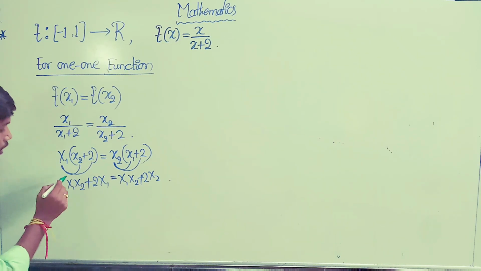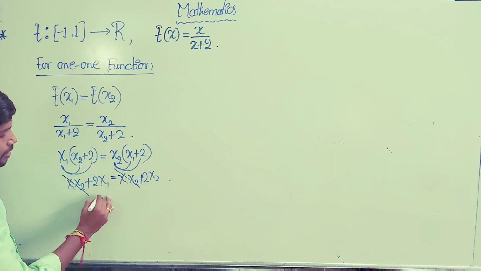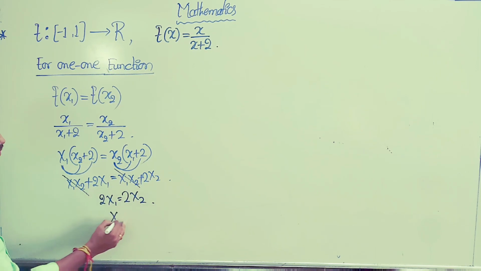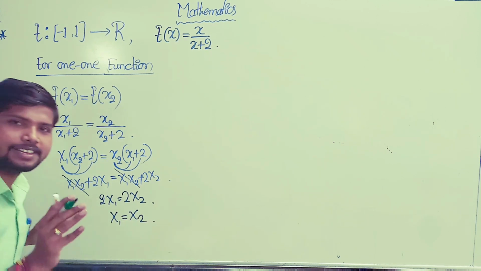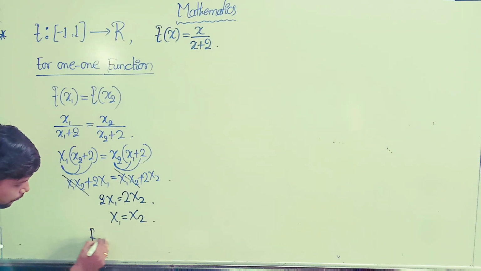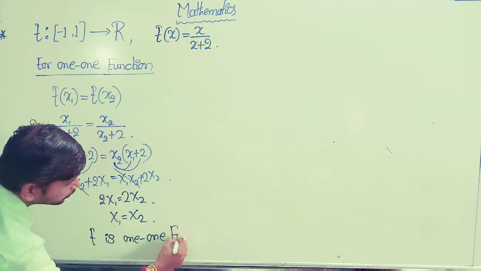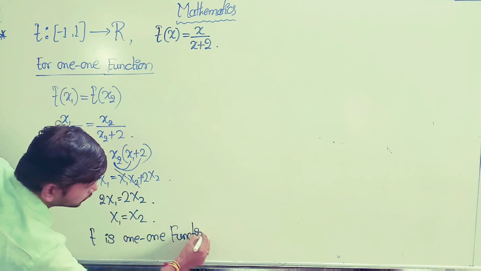After this one, x1, x2 cancel. 2x1 is equal to 2x2. Again 2 cancel. x1 is equal to x2. Got the points clearly? Is it clear? At the end you have to write f is 1-1 function. Is it clear?